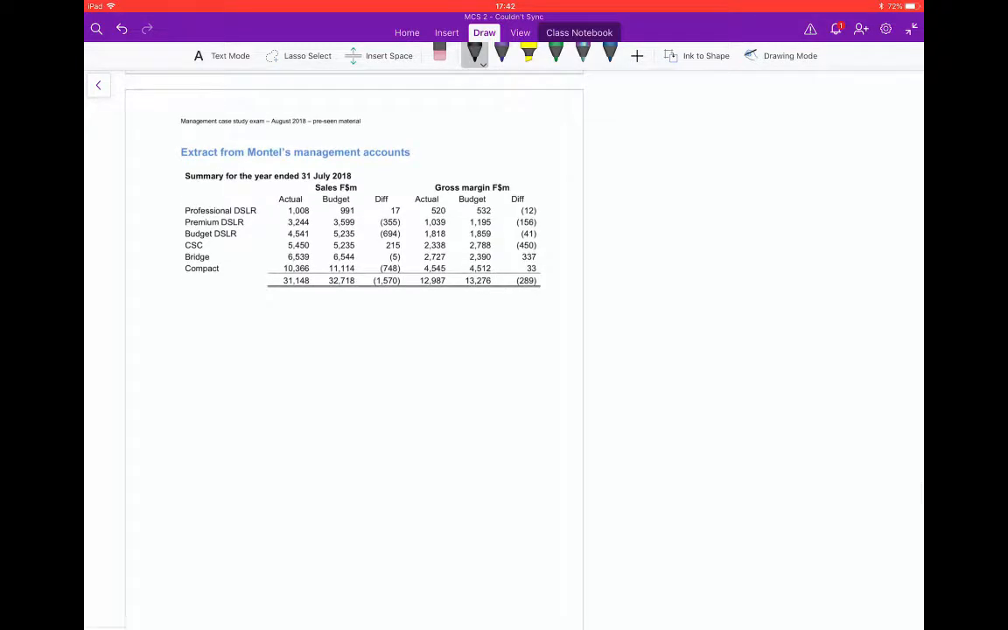The fact that they give you an extract from the management accounts and they show you that there are differences between actuals and budgets, it might lend itself to a question regarding standards. So how do you come up with these budgeted figures? What do you do about setting standards when you have a changing environment?